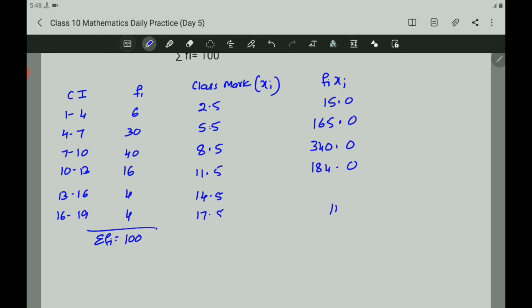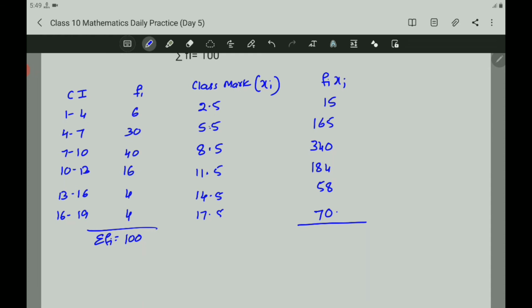184.0. Then 14.5 into 4. 5 4s are 20. 4 4s are 16 plus 2, 18. 4 1s are 4, 4 plus 1, 5. 58.0 you got. Next 17.5 into 4. 5 4s are 20. 17 4s are 68 plus 2, 70. So it is 70.0. You can remove that 0.0 because all are 0.0.